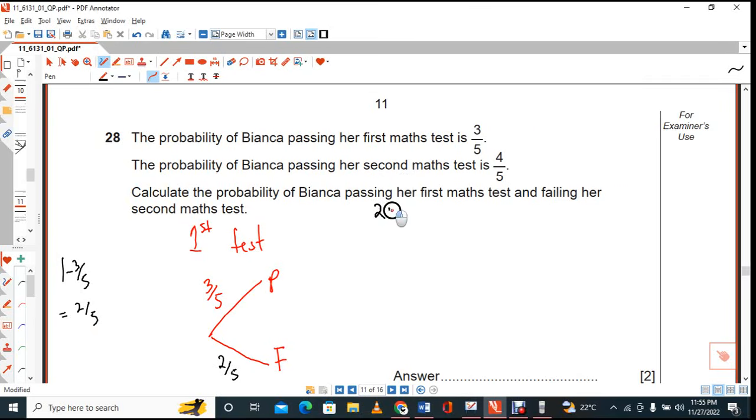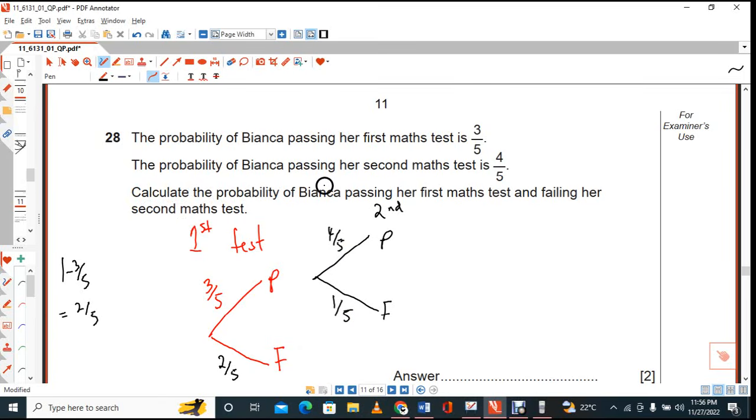There's another scenario where we have the second test, because it says the probability of Bianca passing her second test is 4/5. So we're going to have another tree here: pass and fail. Passing the second test is 4/5, and this one will be 1/5. I don't have to bring in another tree here again, because my information is enough.